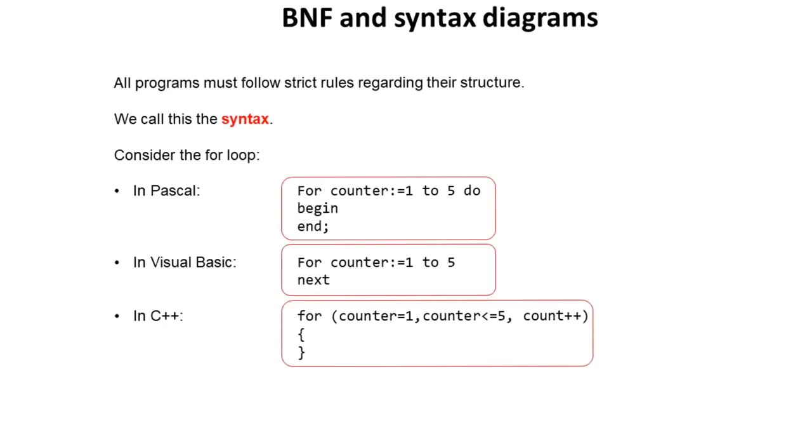So first of all, programs, as we know, must follow strict rules regarding their structure, and we call this syntax. So here are three for loops, but they're all being implemented in a slightly different way depending on the language. And as we know, syntax in a language is key and absolute.